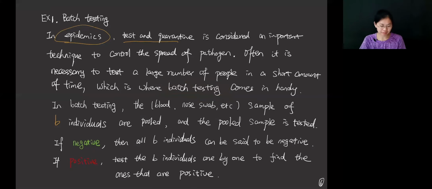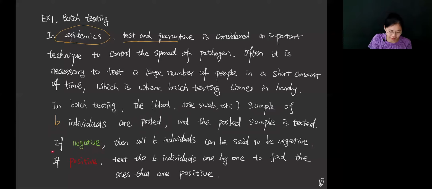So what is batch testing? In batch testing, the blood sample or nose swab sample or saliva sample, whatever sample that you use to test for the presence of the pathogen, the samples of B individuals are pooled together, and the pooled sample is tested. If one of the individuals has the pathogen, then the pooled sample also has the pathogen, and the pooled sample will be tested positive. Let's for now ignore the accuracy issue of the test. Let's say the test is 100% accurate. So if at least one individual has the pathogen, the pooled sample also has the pathogen. So the sample will be tested positive. If none of the individuals has the pathogen, then the pooled sample also does not have the pathogen, and the pooled sample will be tested negative.